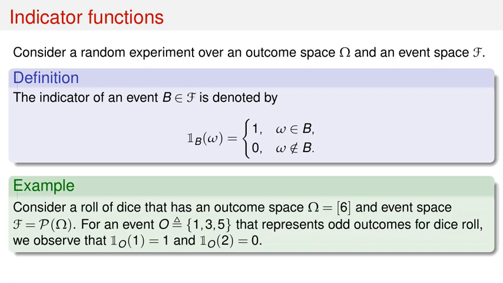Let's look at an example. Consider the roll of a standard six-sided die. The outcome space omega is the set 1, 2, 3, 4, 5, 6. The event space script F can be the power set of omega, script P of omega. Let's define an event O as the set 1, 3, 5, representing an odd outcome for the dice roll. For this event, we observe that the indicator of O for the outcome 1 is 1, and the indicator of O for the outcome 2 is 0.